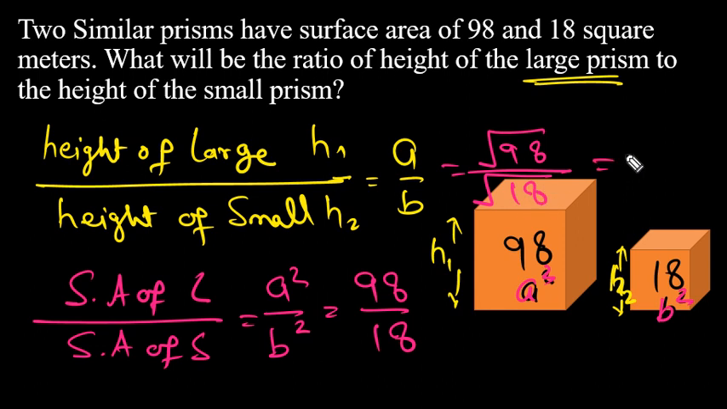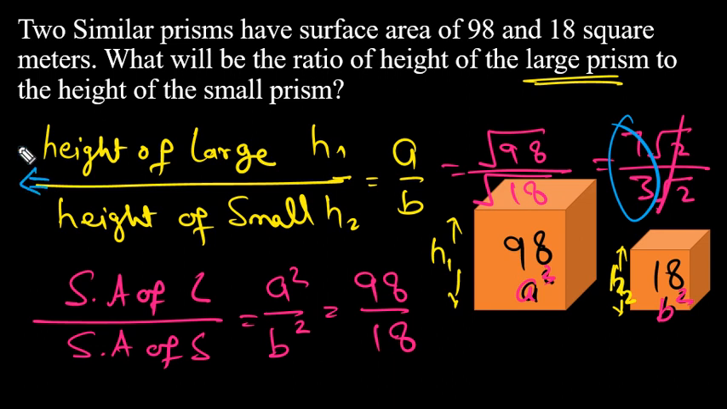So square root of 98 will be how much? Square root of 98 will give you 7 square root 2, and square root of 18 will give you 3 square root 2. That will be cancelled. So this will come out as 7 over 3. So the height of large to the height of small is 7 over 3. That is your answer. Good?